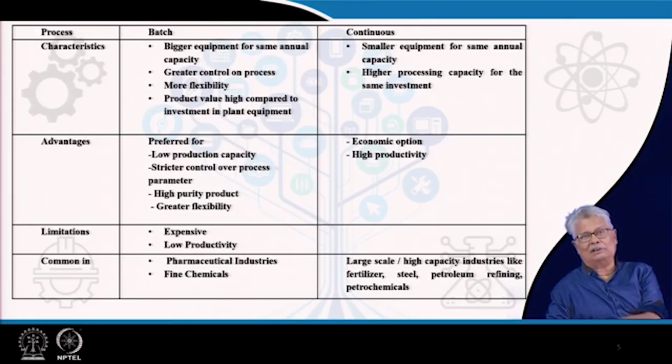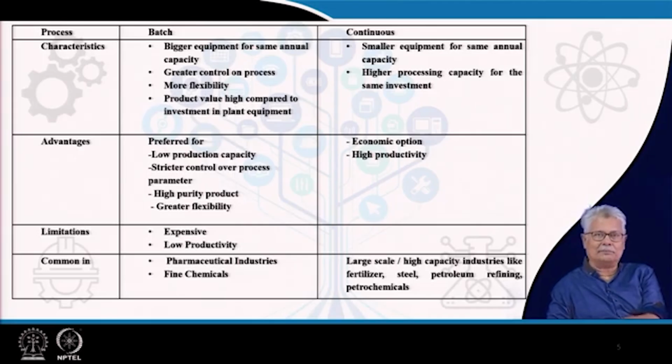For example, if we really want to go for a high product purity, for example, in case of pharmaceutical products which require a very high standard of quality, you usually go for batch. You also get greater flexibility in processing of batches. Continuous usually is an economic option and has high productivity.